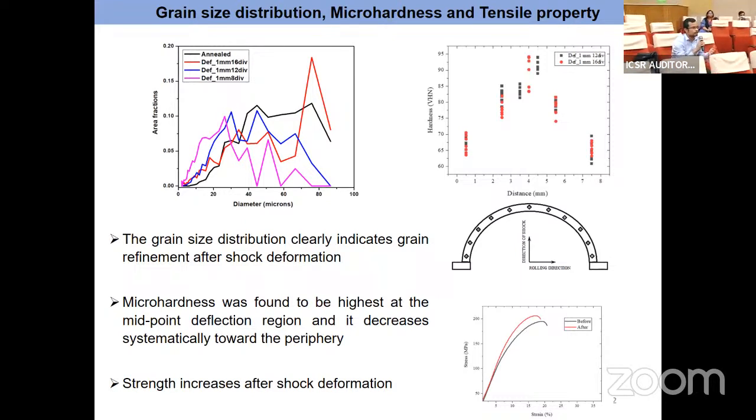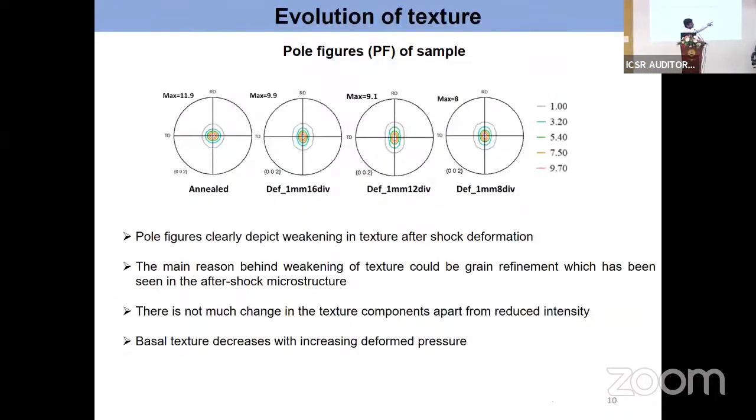By what percent does the texture get weakened? Actually, the initial texture is around 90%. Here it is the intensity. Initially, the basal texture intensity is 11.9, and after shock deformation at 1.5 megapascal, it is around 8. So I think about 30% decrease, maybe 20%.